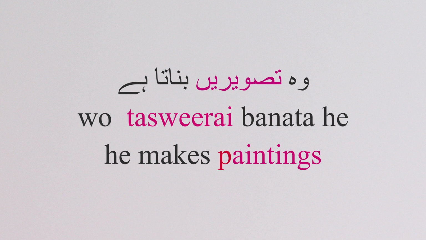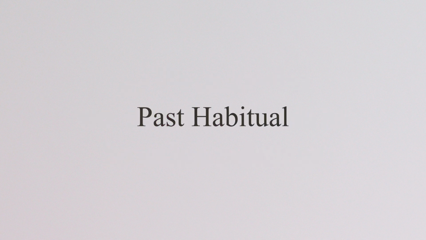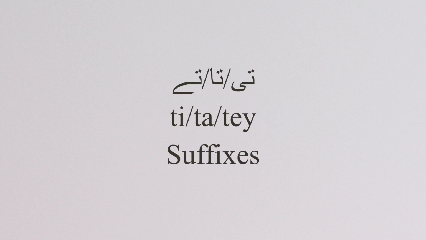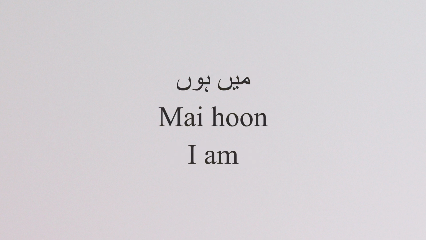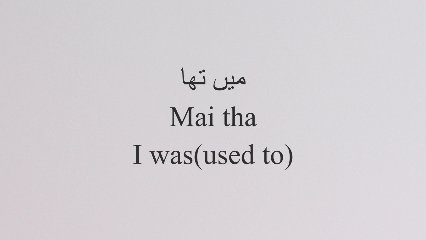Now we're going to move forward and we're going to learn the past habitual tense. I categorize these tenses into groups, and I usually put past habitual with the present simple because the suffixes are the same. That is ti, ta, and te. The normal sentence structure is मैं हूँ, but it is the past habitual tense. So instead of using the present tense form hoon, we use the past tense auxiliary verb tha or thi. Tha for men and thi for female.